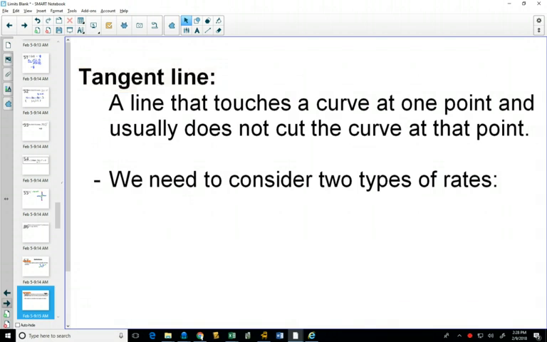A tangent line, and you've done tangents in grade 9 when you did a tangent to a circle, but tangent lines don't exist only for circles. Tangent lines can be on any curve, and it's a line that touches a curve at 1 point, and it usually doesn't cut through the curve at that point.